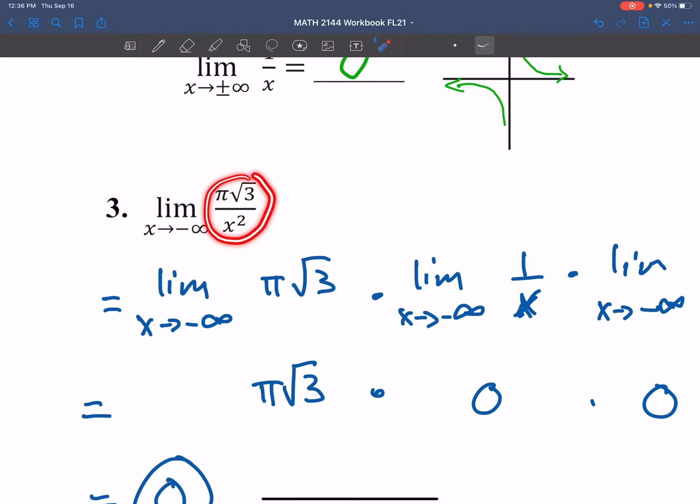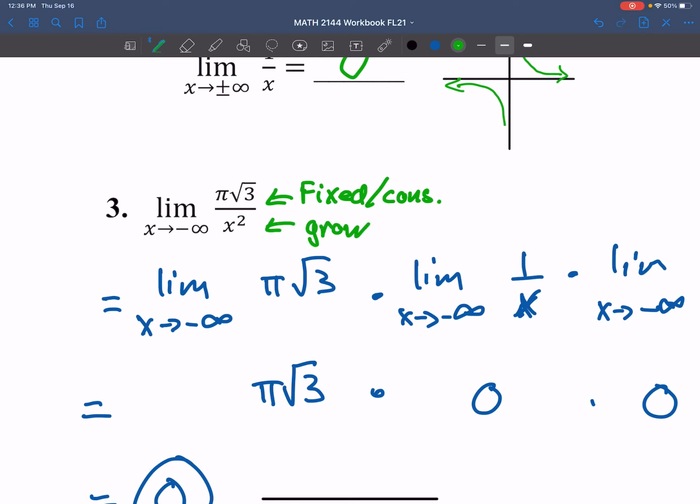So while this is a little bit more complicated than 1 over x, the same principle applies. The top is going to stay fixed. The bottom is going to keep getting bigger and bigger and bigger. And when you have a numerator that is fixed or a constant, and you have a denominator that is just going to grow, basically that's another way to think about it: the limit is just going to be 0, because you're going to get smaller and smaller and smaller values.